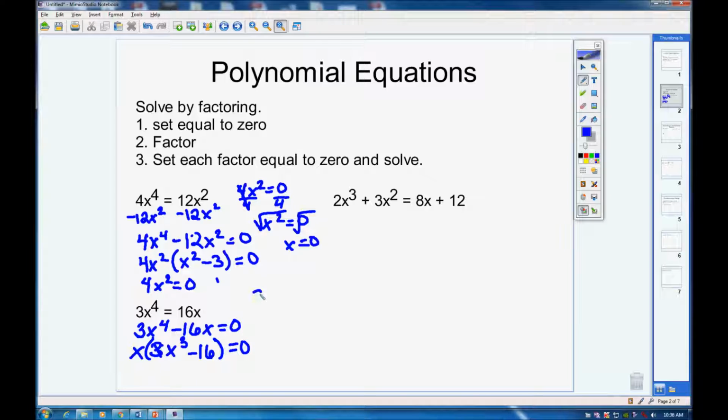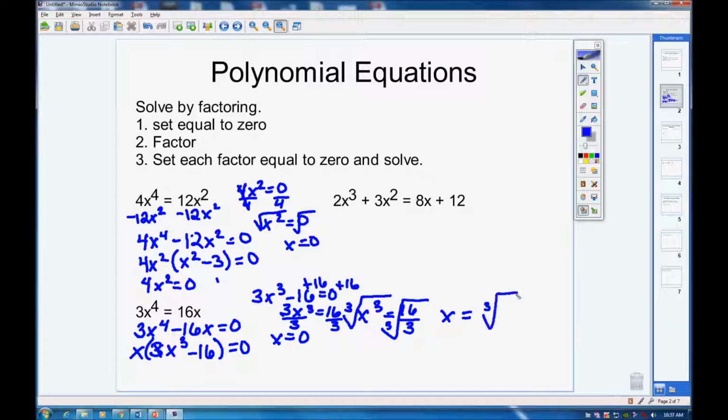This is weird because I'm going to set 3x cubed minus 16 equal to 0. We're going to treat it kind of like the square root method. I also need to set this x equal to 0. So I'm going to add 16 to both sides on this one. So I get 3x cubed equals 16. Divide by 3. And I get x cubed equals 16 thirds. Instead of square rooting, what I'm going to have to do is cube root. Okay, so we have x equals the cube root of 16 over 3.